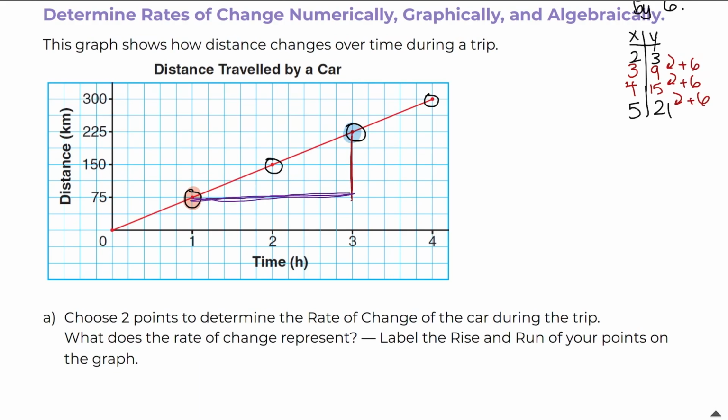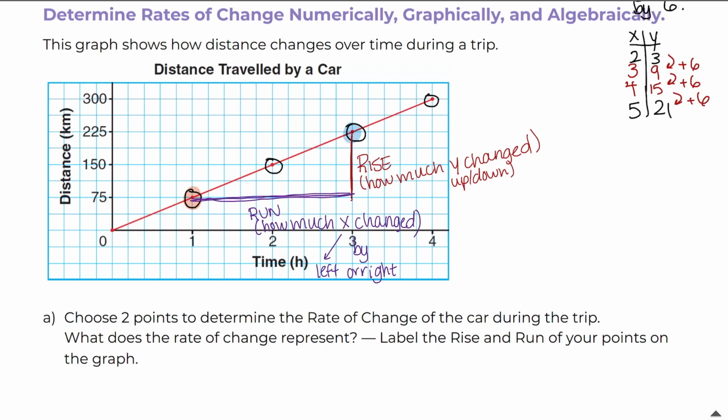So if you see here, this is the rise, and this right here is the run. And the rise is just how much it went up by, how much y changed by, so up or down. And then the run is just how much x changed by. So this is how much it went left or right.